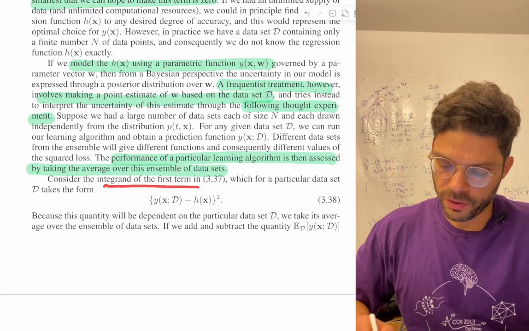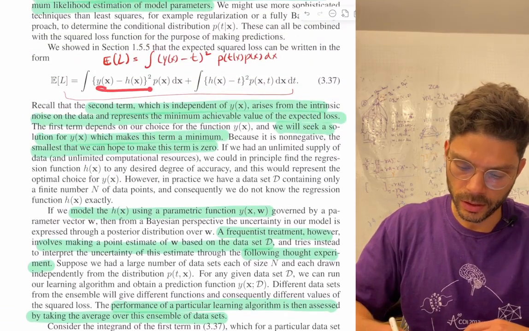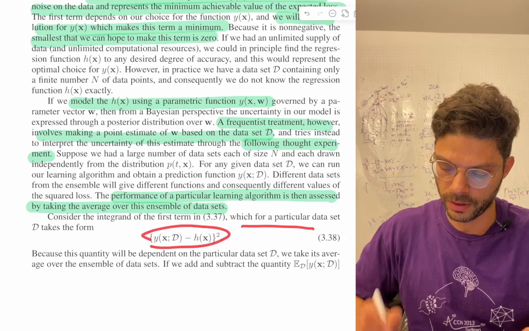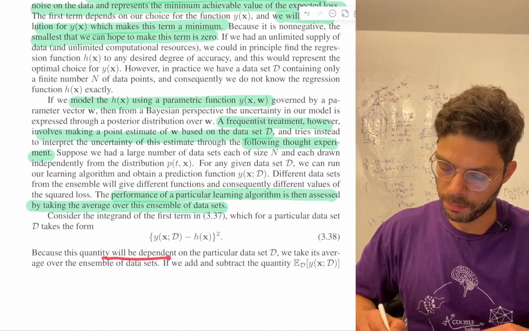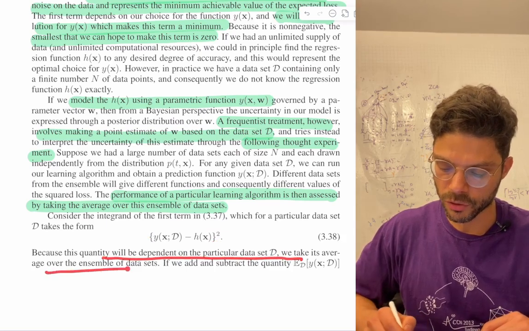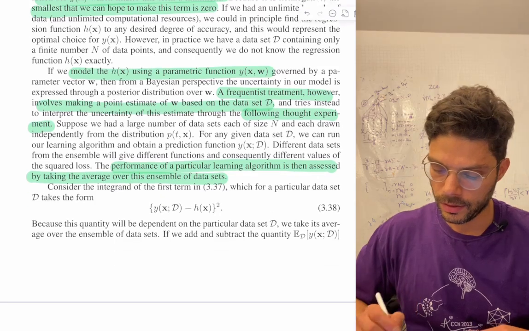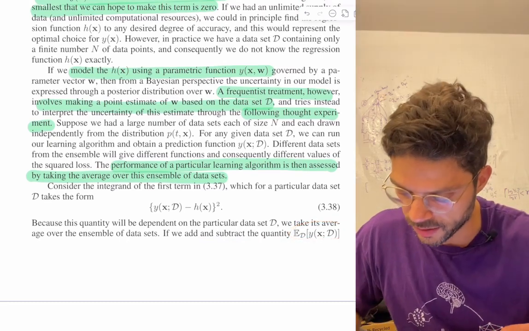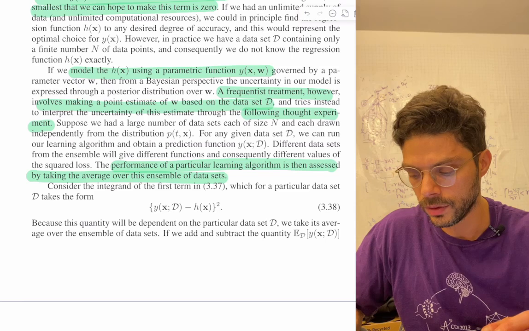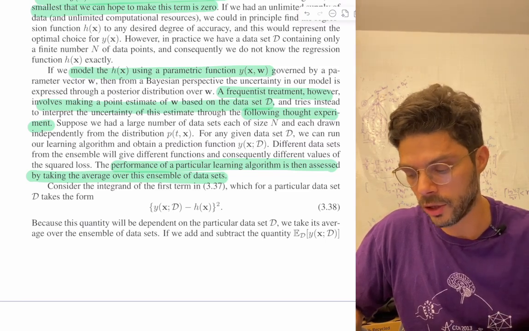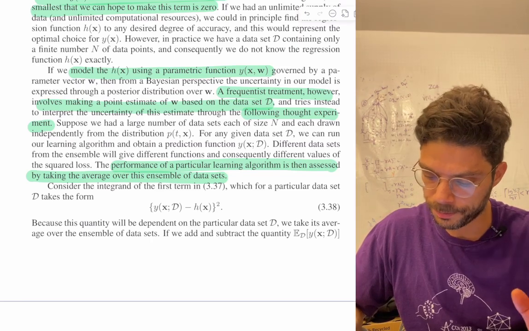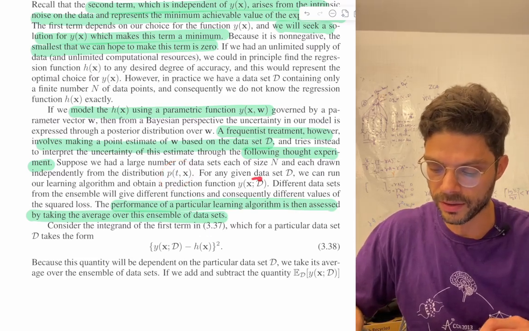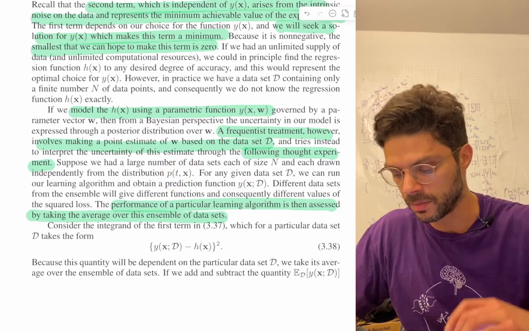Consider the integrand of the first term of 3.37, which is this guy. This is the one we can do something about, which for a particular data set D takes this form. Because this quantity will depend on the particular data set D, we take its average over the ensemble of data sets. So if we add and subtract the expectation. Notice what this is: for a single x value, the optimal h of x is fixed. This doesn't depend on the data set, because the optimal h of x depends on this distribution, whereas y of x depends on the actual instance of the data we've observed.